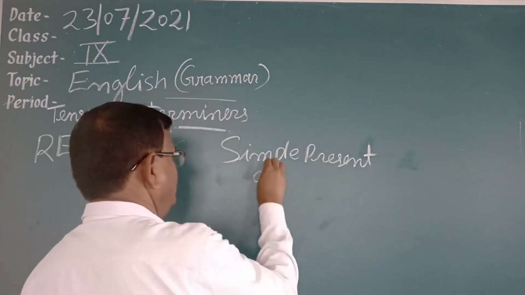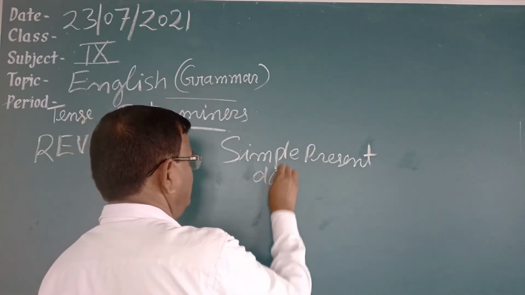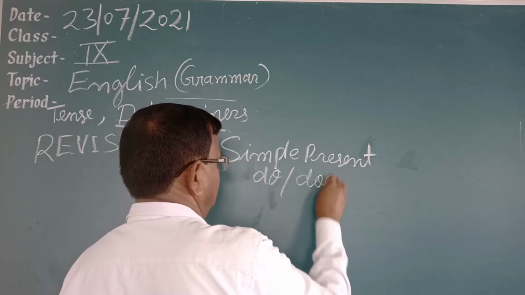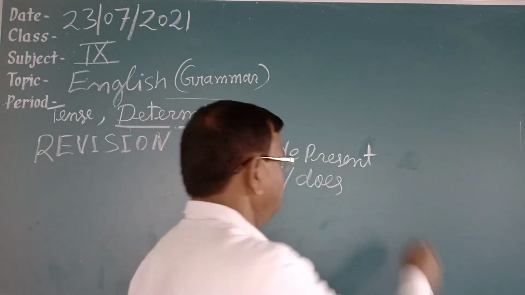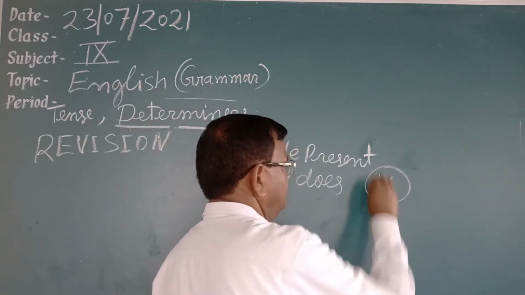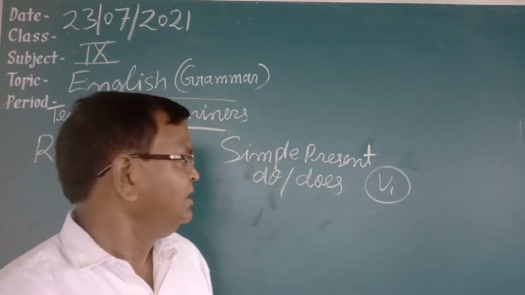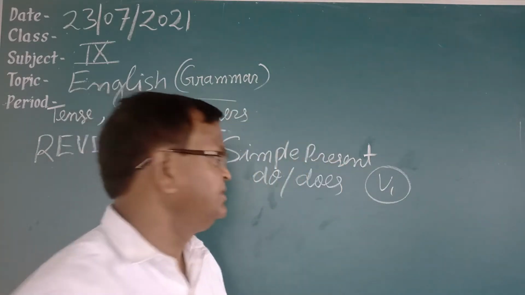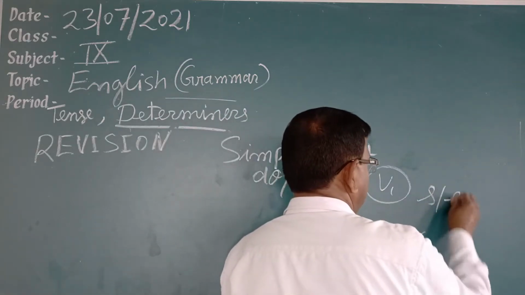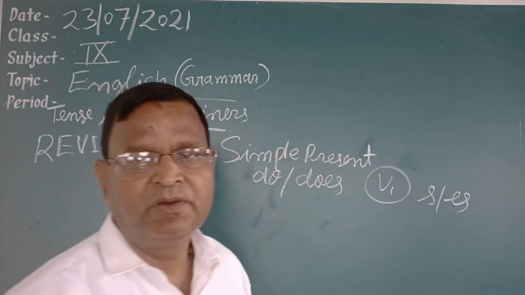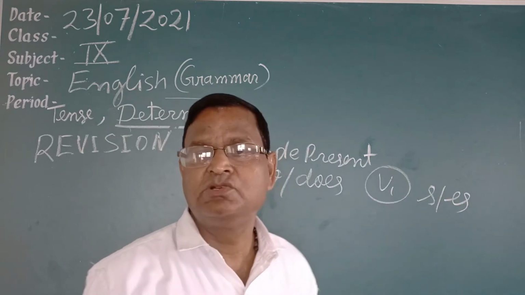In this tense, do and does, these two helping verbs are used, and verb first form is used. If the subject is singular, then s or es is also added there. Verb first form plus s or es, if the subject is singular only.